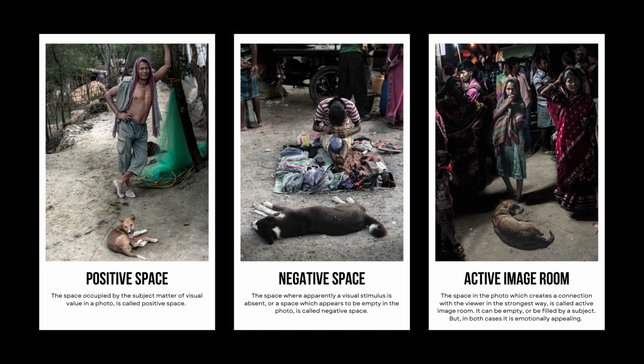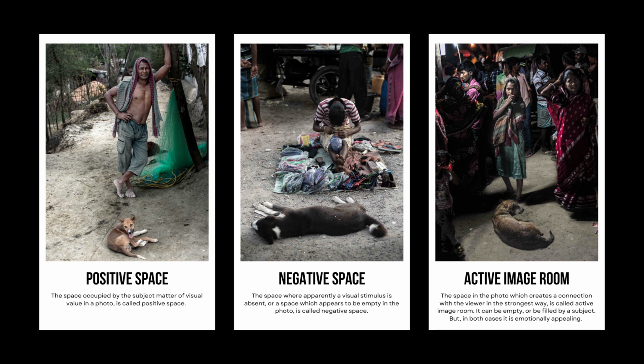So what is this space? This space is usually called positive space or negative space. Positive space is where there is the subject in your photo, where there is the activity, the movement, the element that is the focus of the image. And negative space is the place which appears to be empty, where there is no visual stimulation. It appears that there is nothing.